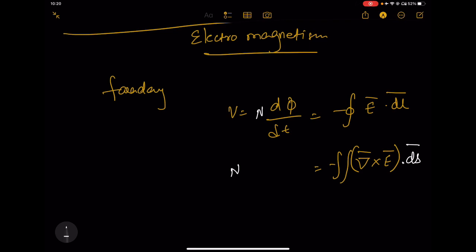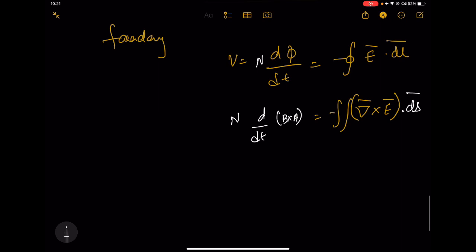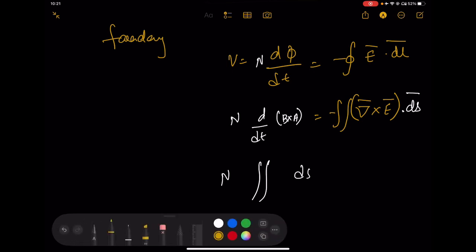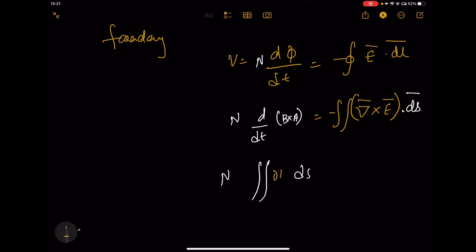n phi, which can be written as B into A, if you remember. So I will try to write this area as double integral ds. So it will turn out to be n times the double integral of B dot ds. This is for the area. And what will happen to the dou B by dou t? So this is the equation.